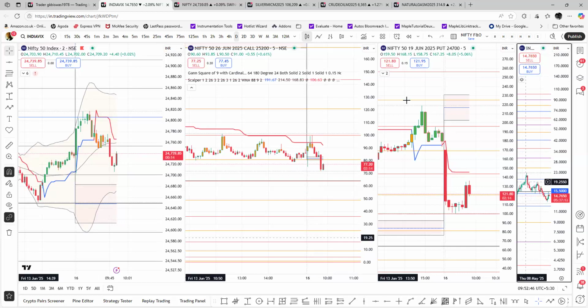selling is equal to 2x the capital. For example, for buying, you need 1 lakh capital. For selling, I think you will need minimum 2 lakhs capital per lot. Just correct me if I'm wrong. I don't know. How much is margin required for selling one lot of Nifty?